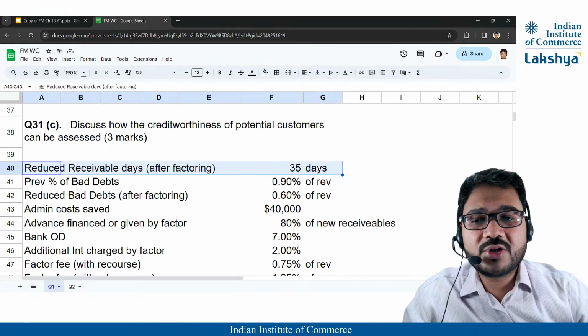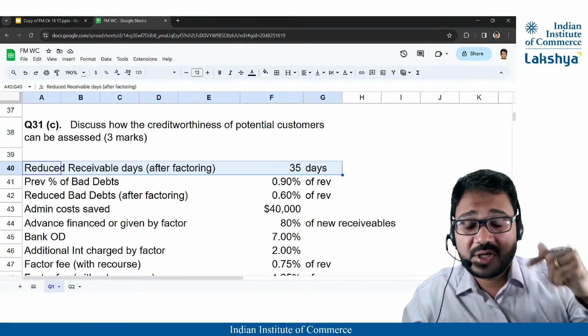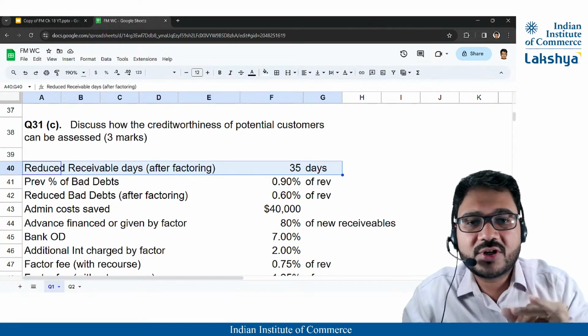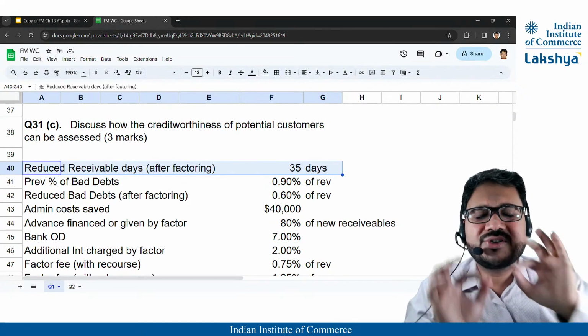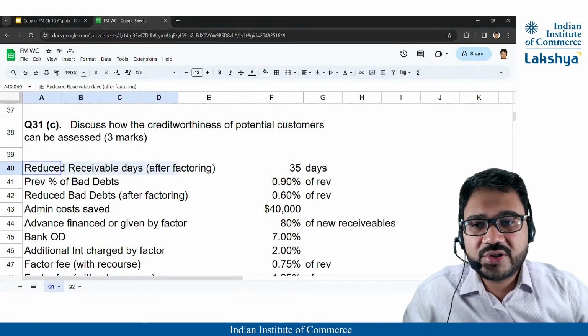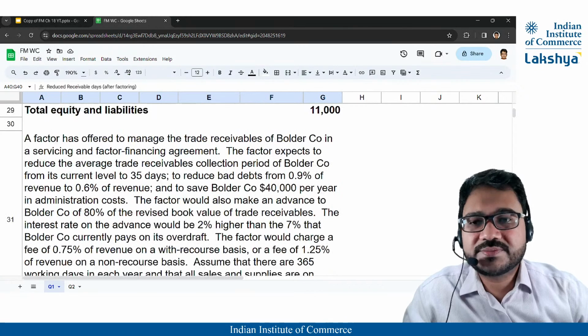Do we know the receivable days currently? No, it's not given yet, as in we need to calculate it. So we are not writing that now. Here we are just mentioning things which are given. So reduced receivable days, 35 days.